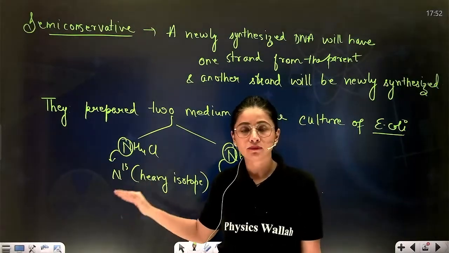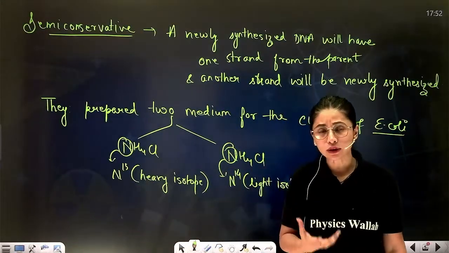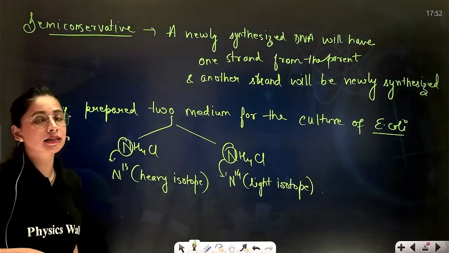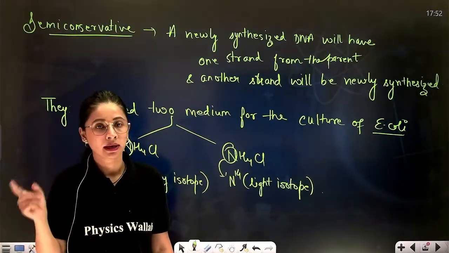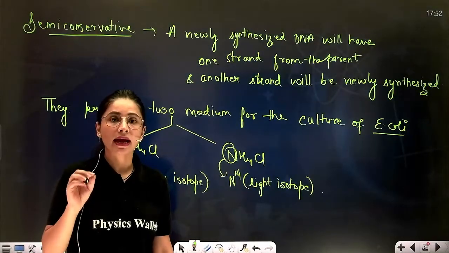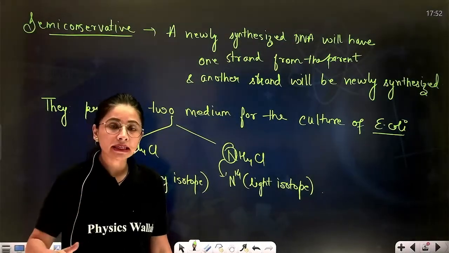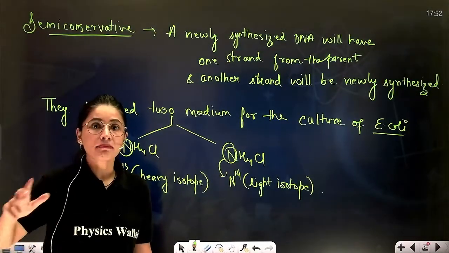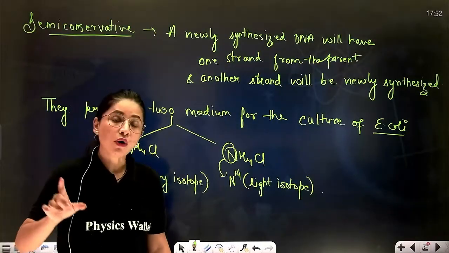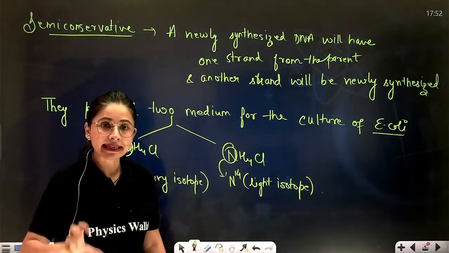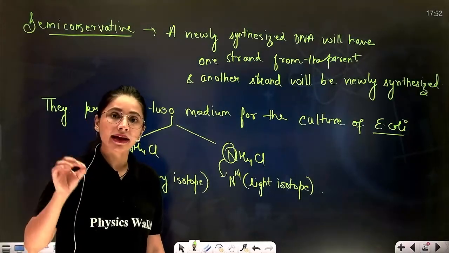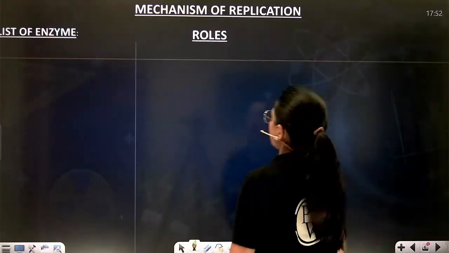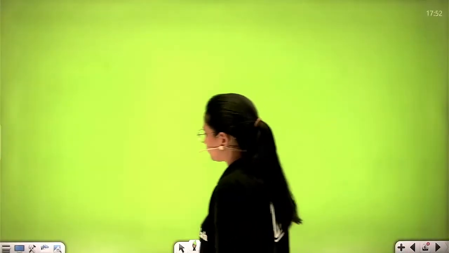So what these two people did, they took a medium having N15 in which they cultured E. coli for several generations. That means they allowed E. coli to replicate its DNA in the medium having N15 for many generations. What will happen after letting E. coli replicate in N15 medium for several generations? Check this. What will happen? Just a second, let me add a page first.